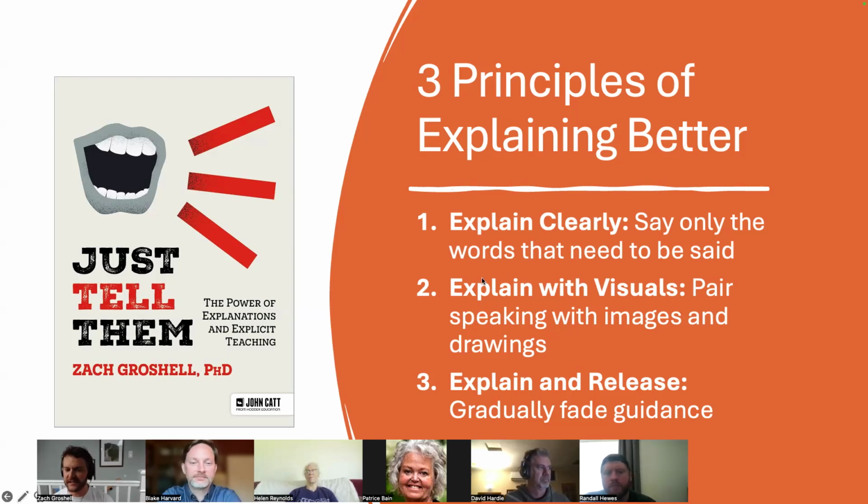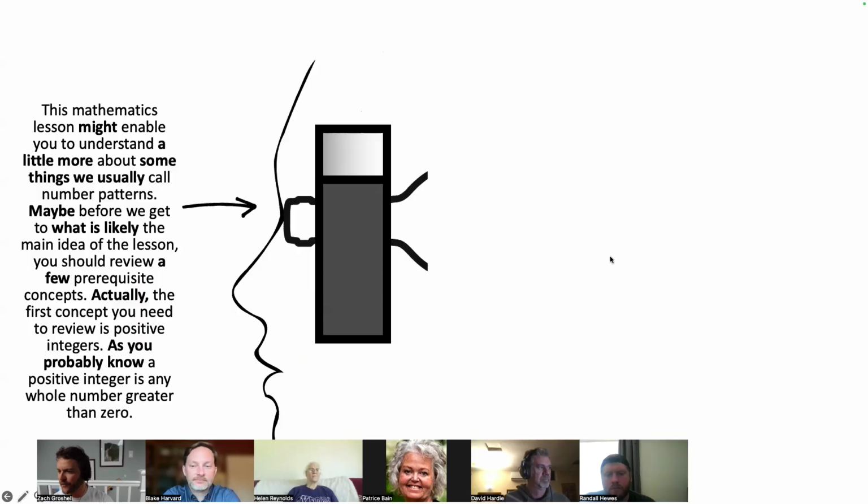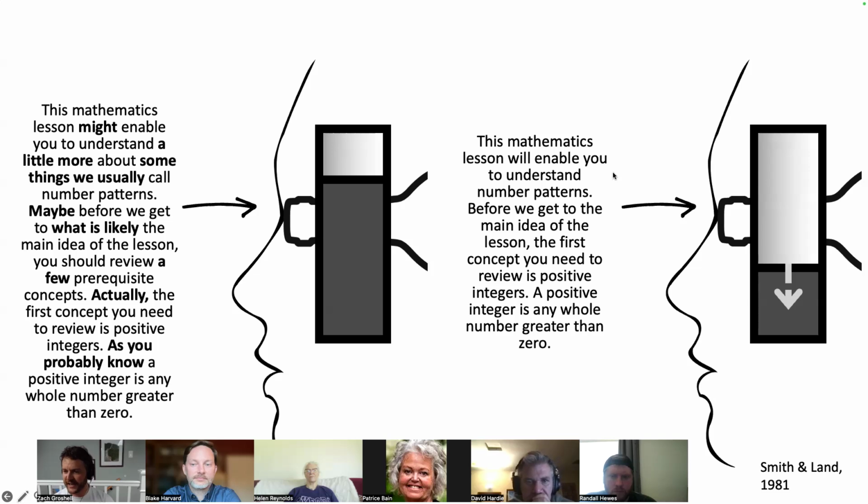So let's start with this explain clearly bit. I have a whole chapter about clarity of explanations. There's such good research going all the way back to the 80s, where they'll take two different conditions and compare them. One is the unclear format that you see on the left of your screen.